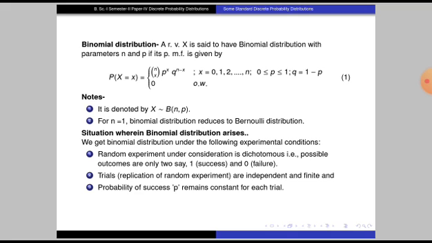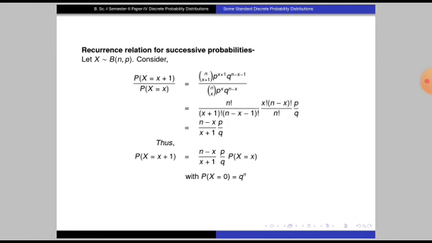Dear students, in the last lecture we have seen what is binomial distribution, what is its probability mass function, and also we have discussed the situations wherein binomial distribution arises, and in addition to this we derived a recurrence relation for successive probabilities of binomial distribution.